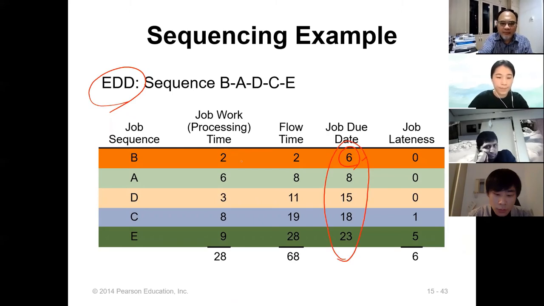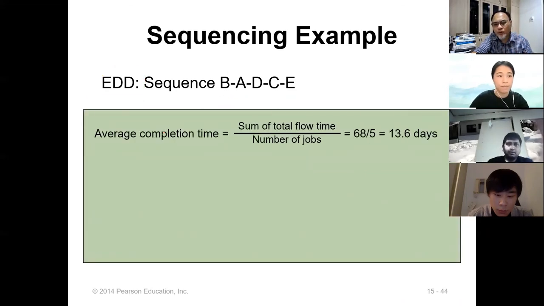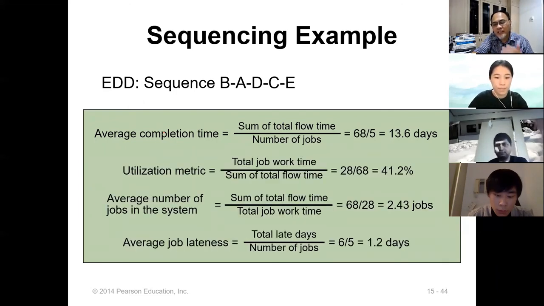Based on that, this is the job and the processing time, and you will get the flow time and the job lateness. Okay? So you have no lateness, no lateness, no lateness, 1 day lateness, 5 days lateness. And the sequence is B, A, D, C, E. Not A, B, C, D, E, which was actually first come, first serve. So this is earliest due date, okay? So you sequence the one which has the earliest due dates.